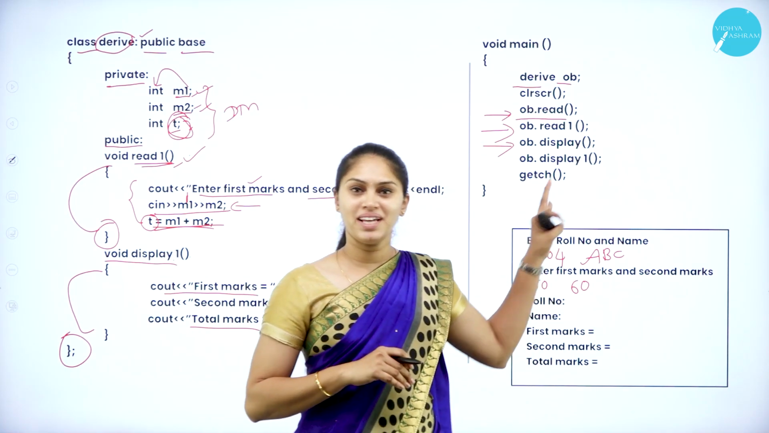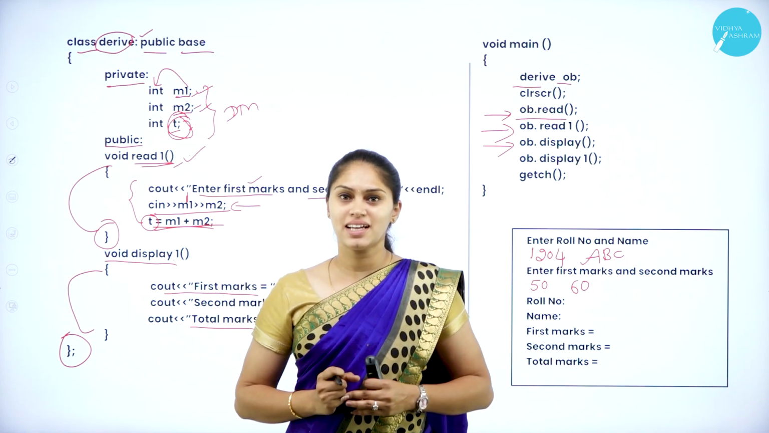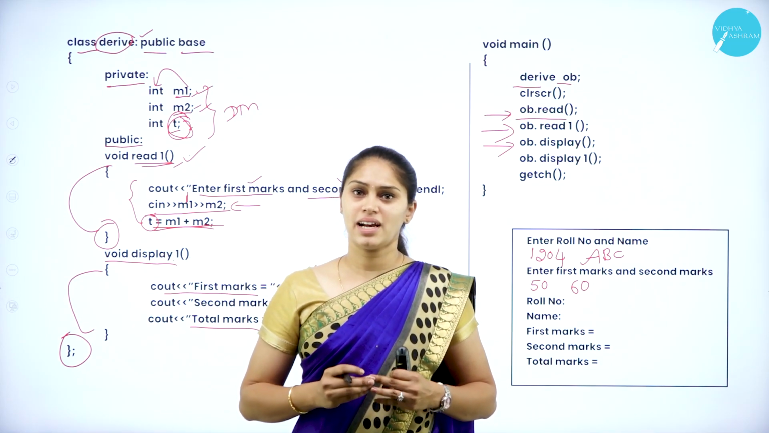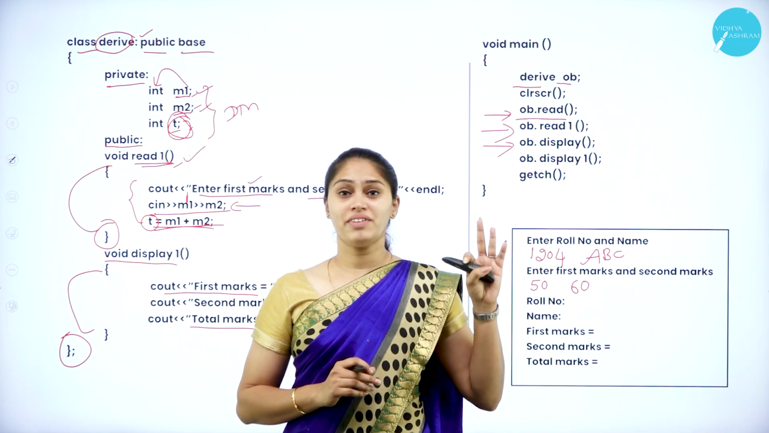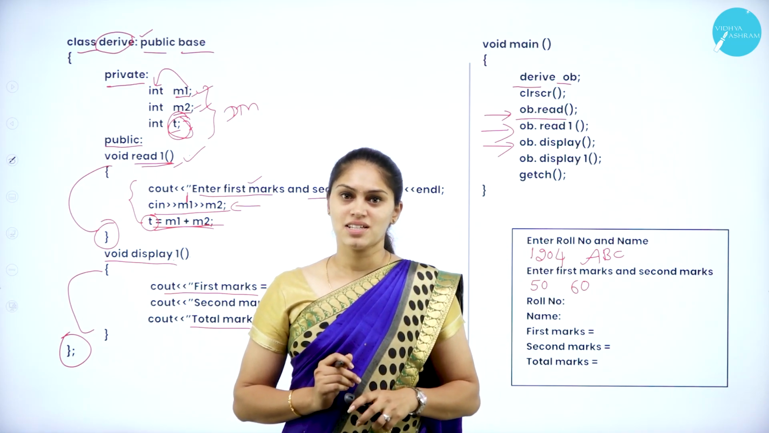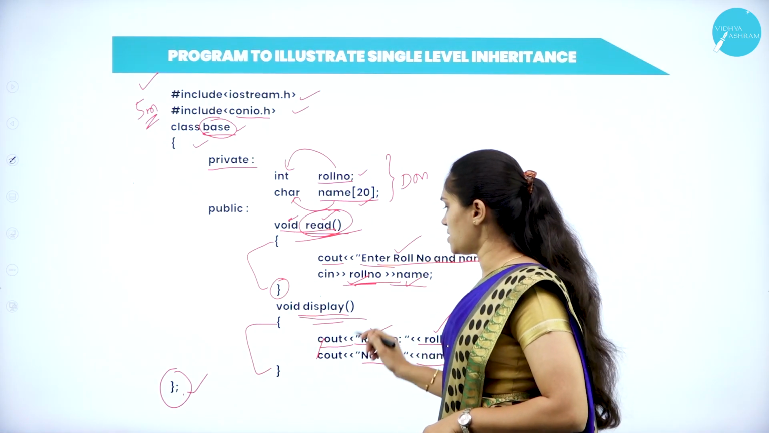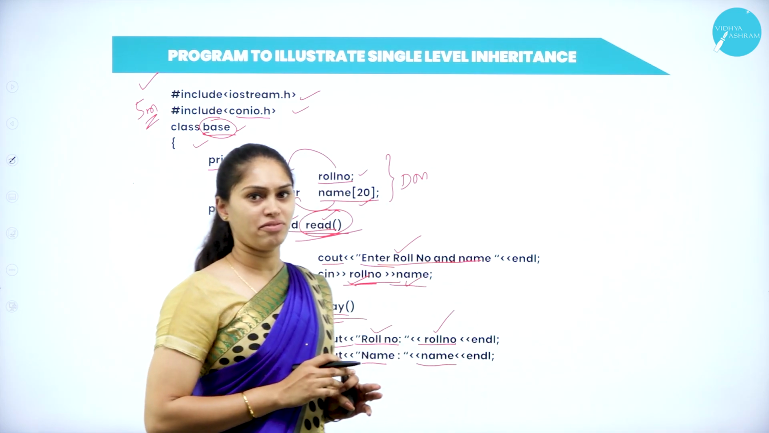ob.display. Here ob is the object and dot is the operator which helps me to access the content or the members of a class, that is data members and member functions of a class. So display is a member function which comes under the base class. So if I am using that line, again the control will be moved back to the display member function.